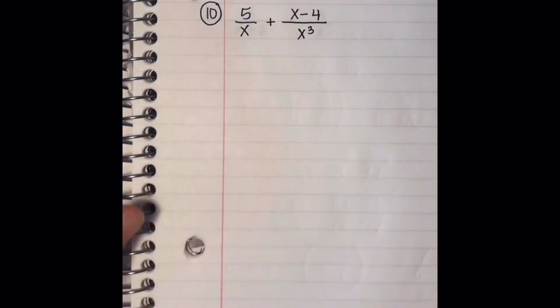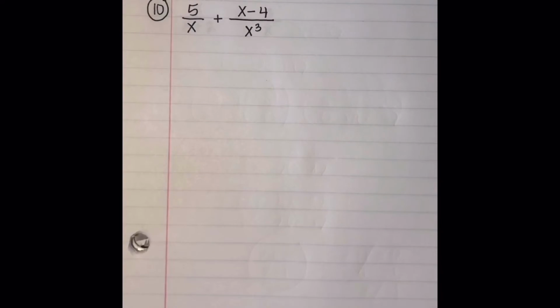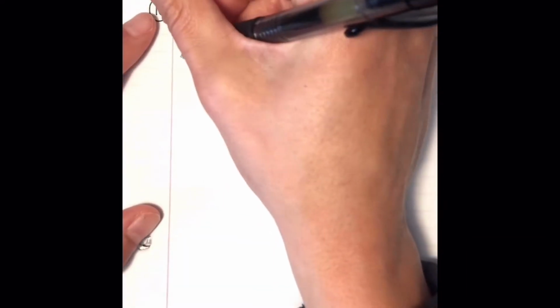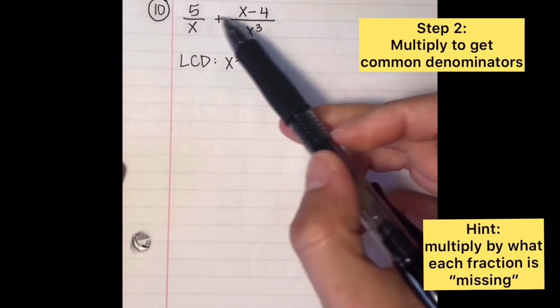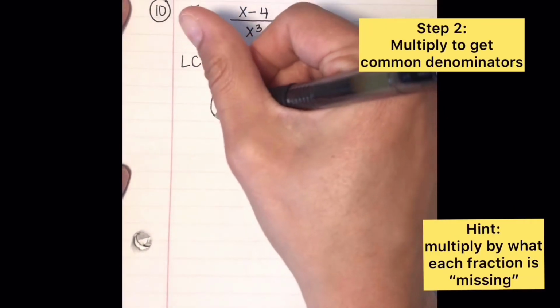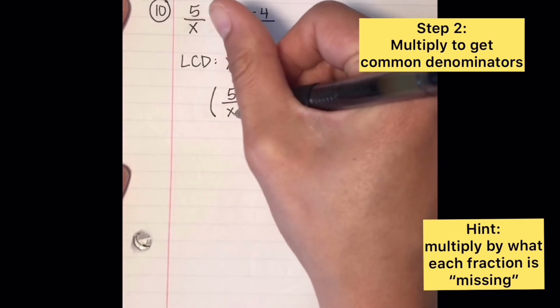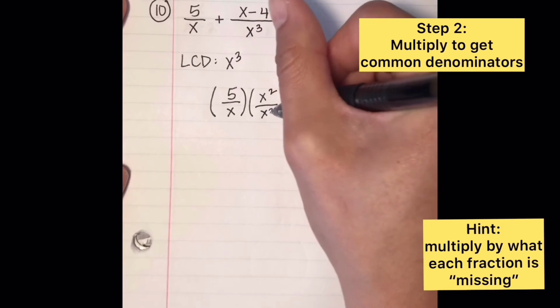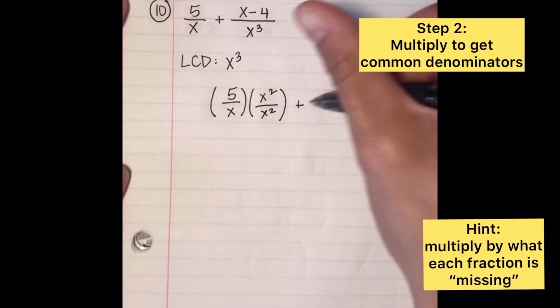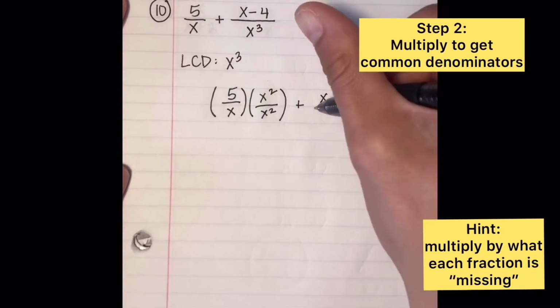All right, number 10. We've got 5 over x plus x minus 4 over x cubed. The least common denominator would be x cubed. We've already got it on the second fraction. We just need to multiply the first fraction. So 5 over x just needs to be multiplied by x squared. The second fraction is good, so I'm going to rewrite it.